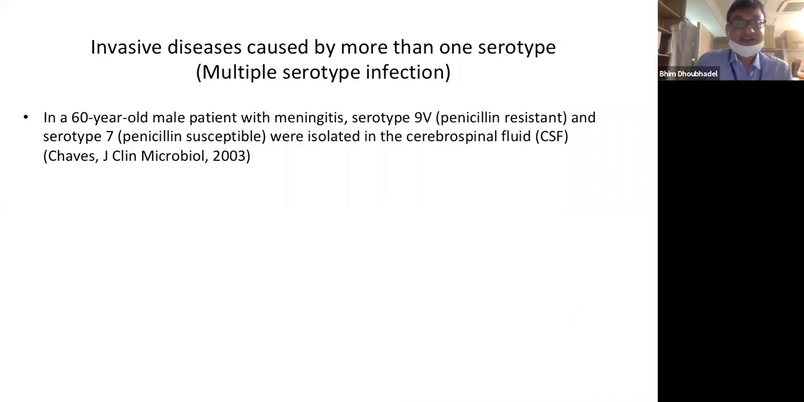In this slide, I wanted to show you that there are actually case reports showing that invasive diseases can be caused by more than one serotype. The first case was a 60-year-old male with meningitis. He had serotype 9V, which is penicillin resistant, and another serotype 7, which is penicillin susceptible. They were isolated from CSF. So it has clinical implications also. If we identify only serotype 7 and miss serotype 9V, you get a CSF culture report of penicillin sensitive. Actually, the patient doesn't improve without penicillin, right?